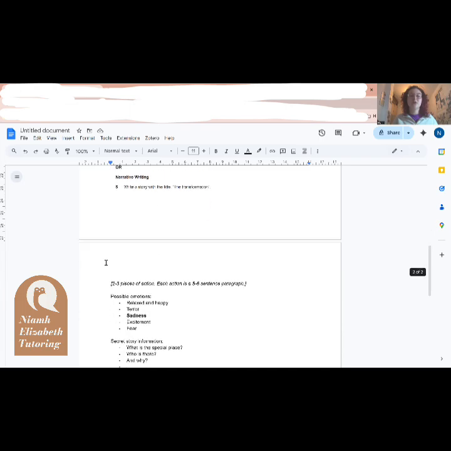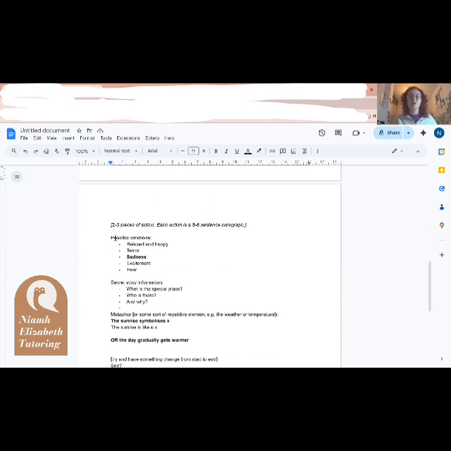So once you've come up with these possible emotions and secret story information, you can use that secret story information for whatever description you're going to do. You might need two that you know how to write well. But let's take this for example. Possible emotions, easy ones to write would be relaxed and happy, terror, sadness, excitement, fear.